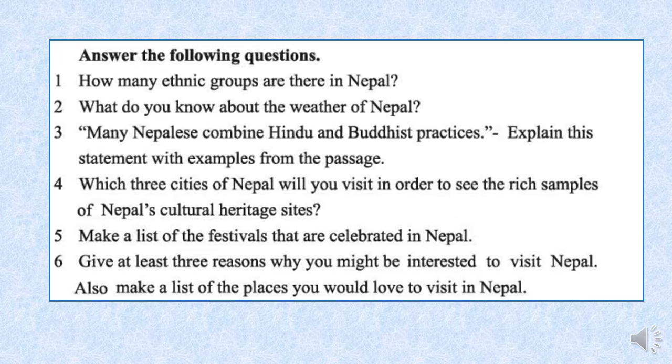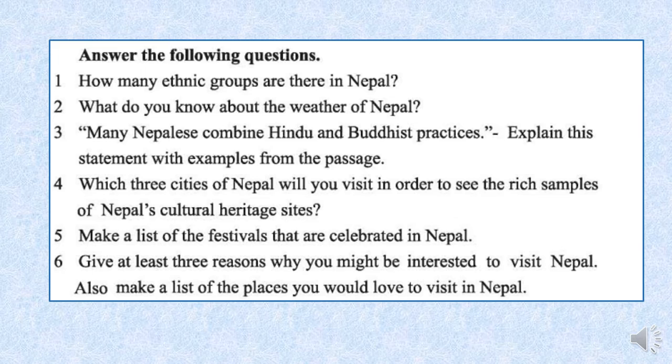As we have completed the text and we have understood the text, now we have to write the answers of the following questions. There are 6 questions for you. The first question is, how many ethnic groups are there in Nepal? Question number 2, what do you know about the weather of Nepal? Number 3, many Nepalis combine Hindu and Buddhist practices. Explain this statement with examples from the passage.